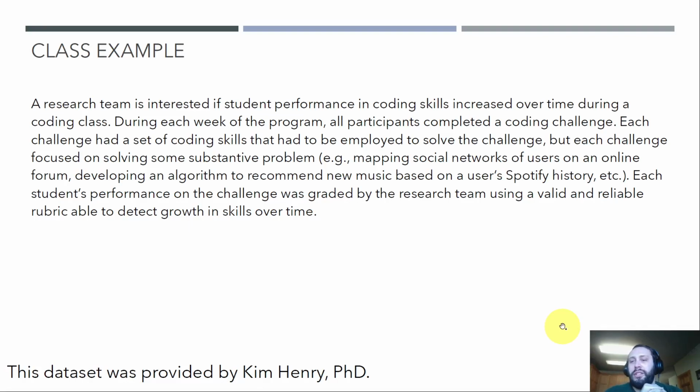So the data set that we're going to be using today was provided by Kim Henry here in the psych department, in which the research team is interested if student performance and coding skills increased over time during a coding class. So during each week of the program, all participants completed a coding challenge. Each challenge had a set of coding skills that had to be employed to solve the challenge. But each challenge focused on solving some sort of substantive problem. So that's something like mapping a social network or developing some sort of algorithm. Each student's performance on the challenge was graded by the research team using a valid and reliable rubric able to detect growth in skills over time.